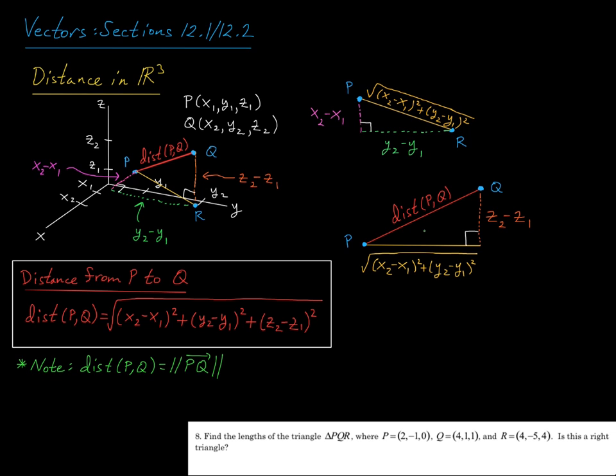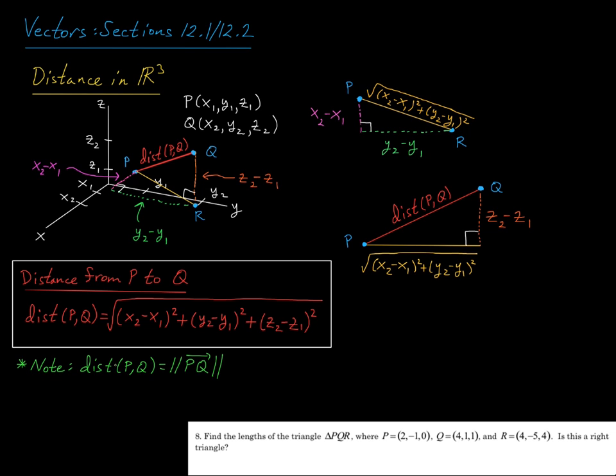So to find this distance from P to Q, just apply the Pythagorean theorem again. The sum of the squares of these 2 legs under a square root is equal to the hypotenuse of this triangle. So if I square this square root and then add to it the square of this expression, I get what you see here, and then apply the square root to find the length of the hypotenuse. This is the distance formula in R3.